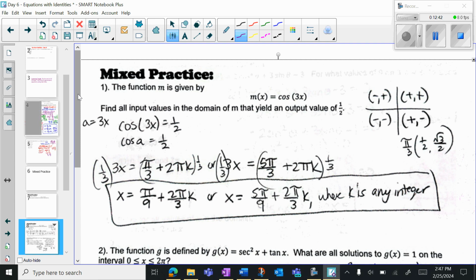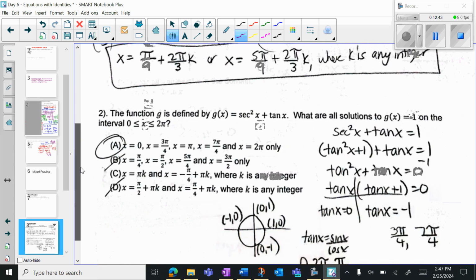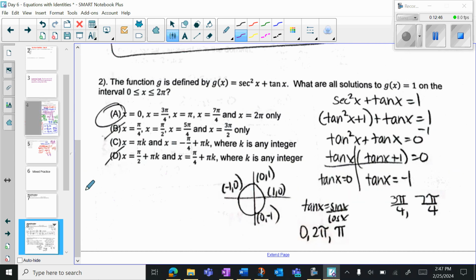Let's look at the second question. So the second question we had secant squared x plus tangent x. Well, I don't want to solve for secant and tangent at the same time, so I have to replace in. So I know one of my identities. I know that secant squared x is equal to tangent squared x plus 1, so I replace that in. I want to work with only one trig function. Once I do that, subtract over the 1, the 1's cancel out.